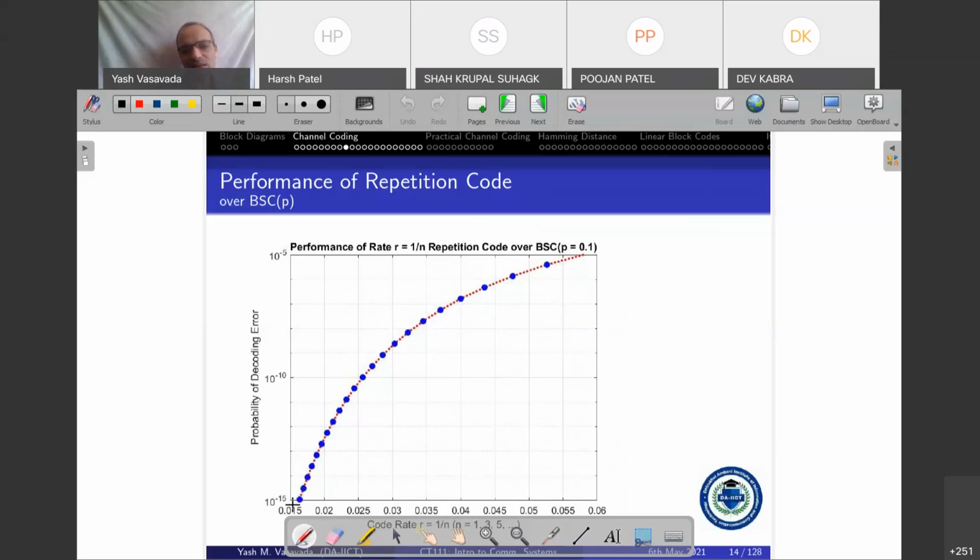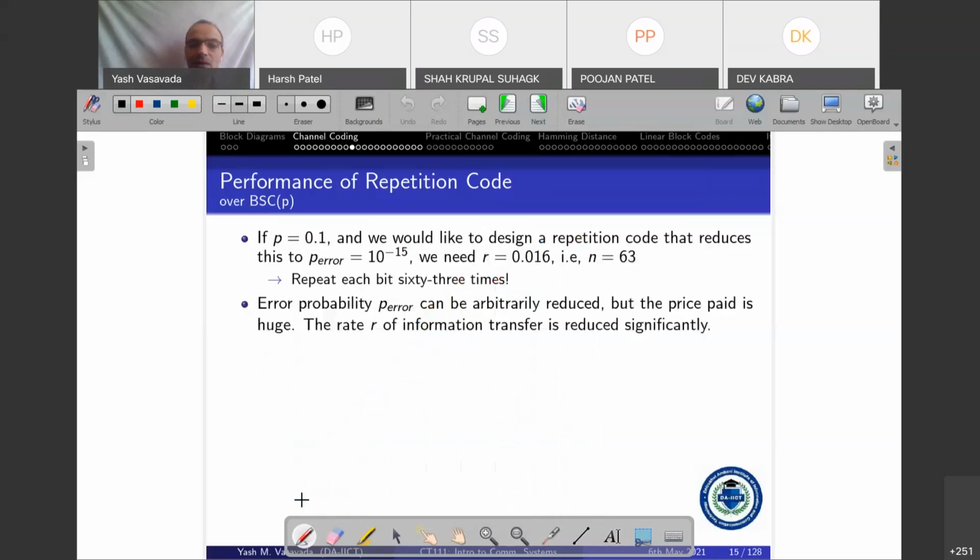So you'll see that if I want a very precise, very highly reliable channel whose effective error rate is 10 to the power minus 15, my code rate better become like 0.016 or 0.070. So that is what I have written here. But when R is 0.016, 1 over R, which is equal to N for this repetition code, becomes a little more than 60. Which means that I have to repeat each bit 60 plus times, maybe 63 times.